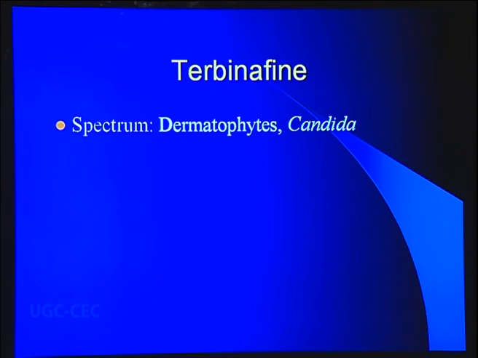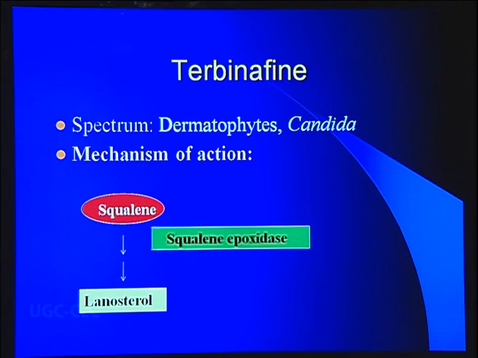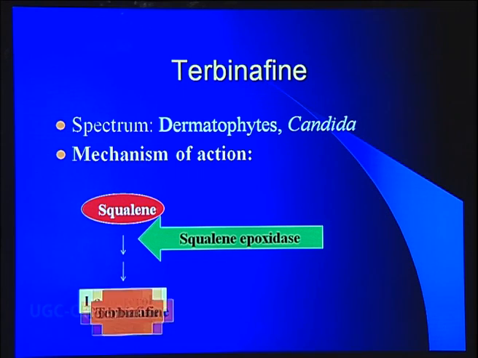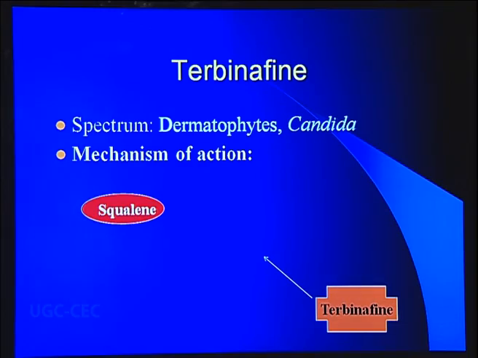Terbinafine has a spectrum of antifungal activity against dermatophytes and Candida. Regarding its mechanism of action, we have another precursor molecule here, squalene, which through a series of sequential steps forms lanosterol. And as you have already seen, lanosterol is the precursor molecule for ergosterol. So, ergosterol synthesis and cell membrane synthesis would be inhibited if lanosterol synthesis is interfered with. The rate limiting enzyme for the squalene to lanosterol synthesis is squalene epoxidase. Terbinafine specifically inhibits this enzyme, so lanosterol synthesis is inhibited.